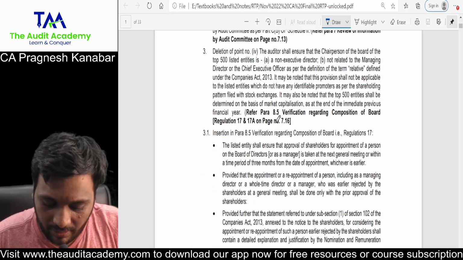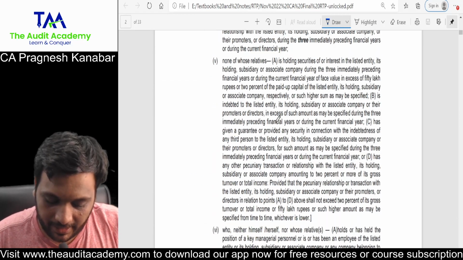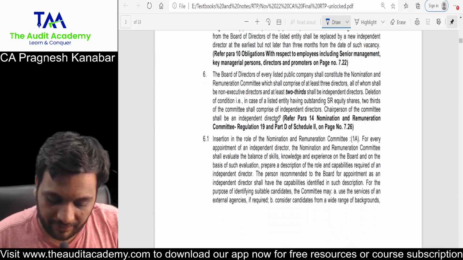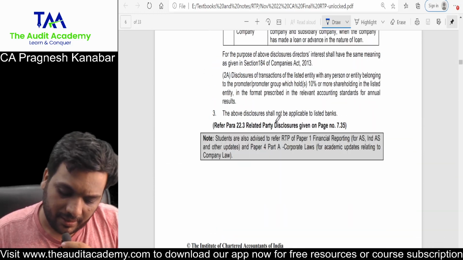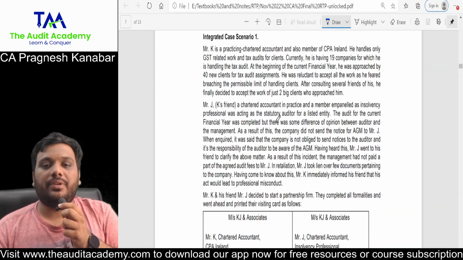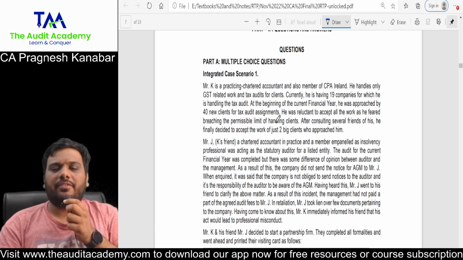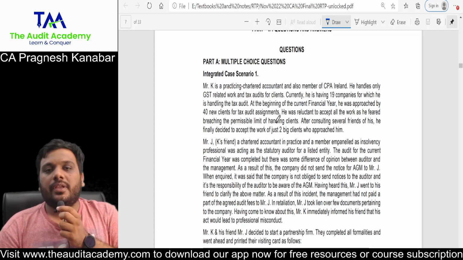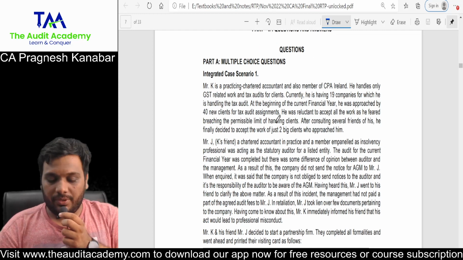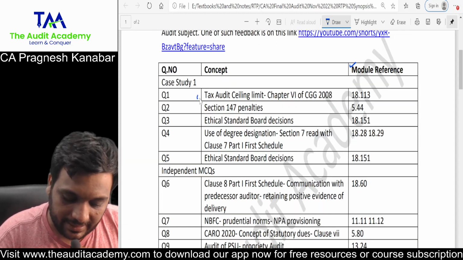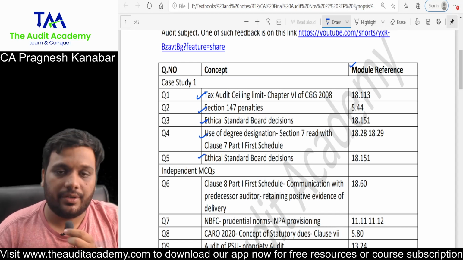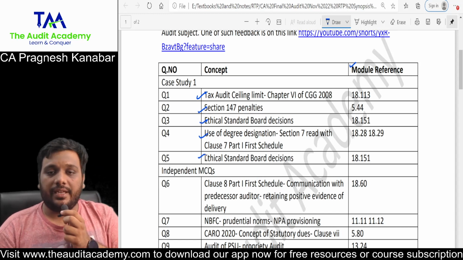All right, now looking at the questions, first you have the case study based question, which is a very good question. Still, in comparison to the previous RTPs, a very average question, but yes, it is a good question. So we have professional ethics and company audit being questioned from this particular case study based scenario. These are the concepts that have been questioned in this case study based scenario.